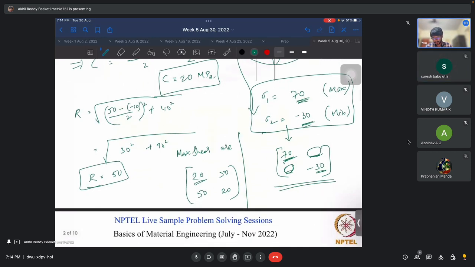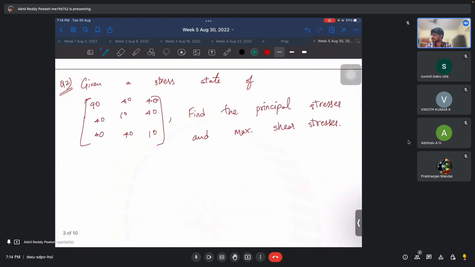Yeah. So those stresses would be there, and then the shear stress. Okay. So next question, we are given a stress state again, but this is a three-dimensional stress state. Our job is to find the principal stresses and the maximum shear stress.